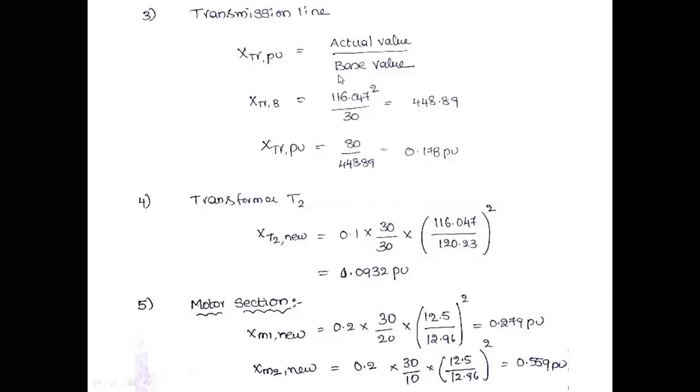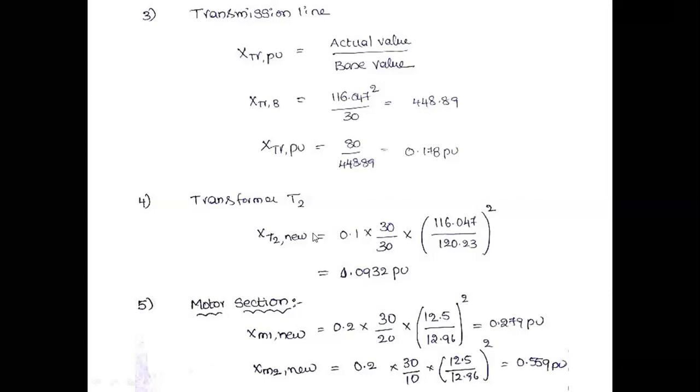Only for this we are going to consider this one, and the remaining all are per unit calculations based on the formula we have just seen. So old per unit value is equal to 0.1, MVA base old is equal to 30, new is also equal to 30. And here KV base old is equal to 116.047 by KV base new is equal to 120.23, whole squared. If you simplify that, you will get 0.0932.